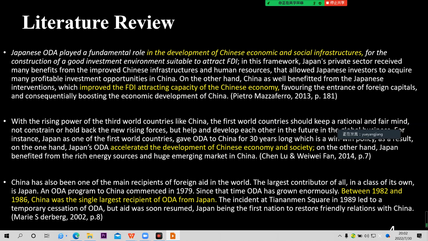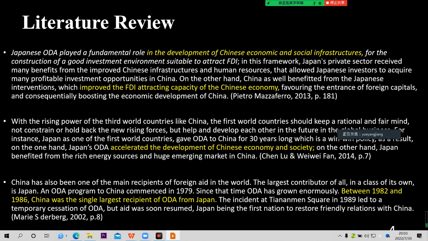And here I post some literature reviews for my research. The first one is written by Pietro Mazzafello, and his idea is that Japanese ODA played a fundamental role in the development of Chinese economic and social infrastructures, and it improved the FDI attracting capacity of the Chinese economy, favoring the entrance of foreign capital, and consequently boosting the economic development of China. The second one is written by Chen Lu and Wei Wei Fan in 2014. Their opinion is that Japan's ODA accelerated the development of Chinese economy and society. On the other hand, Japan benefited from the rich energy sources and huge emerging market in China.